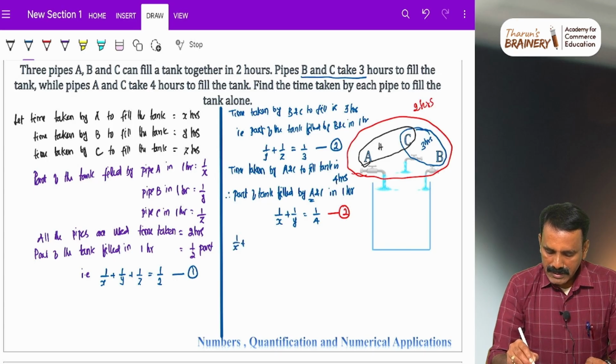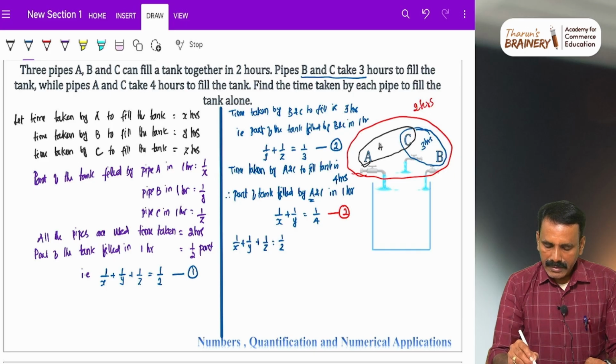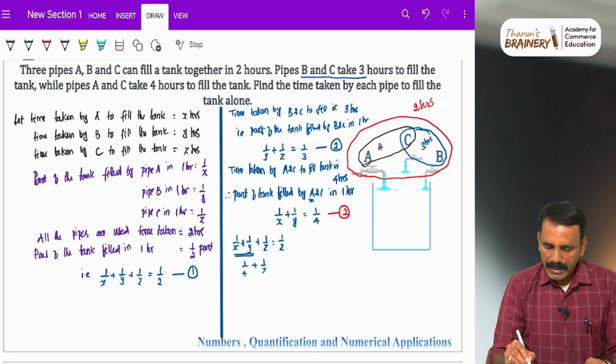1/x + 1/y + 1/z = 1/2. Now substitute 1/x + 1/y = 1/4 in this expression. So, 1/4 + 1/z = 1/2.